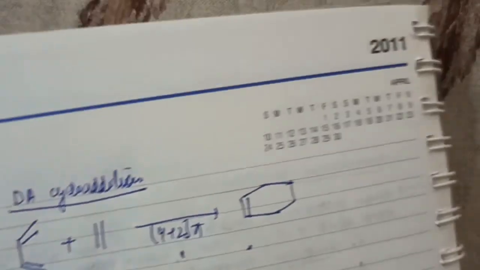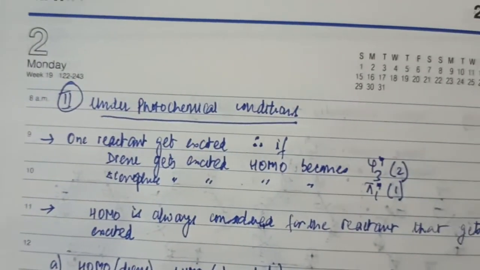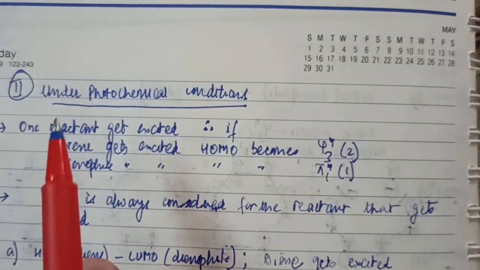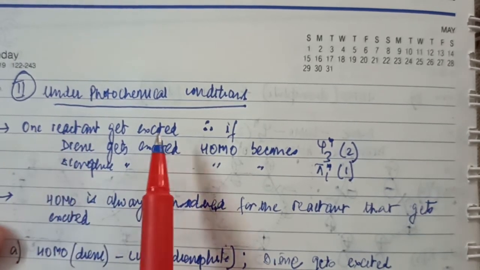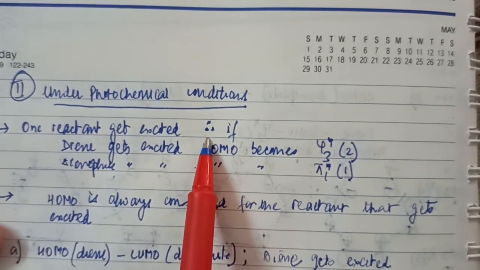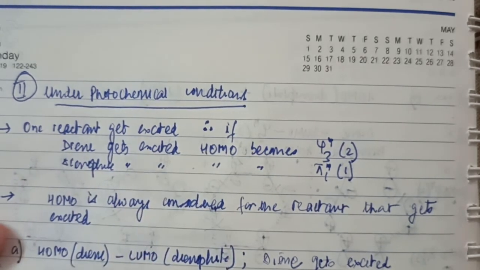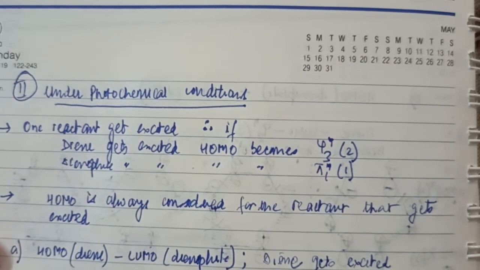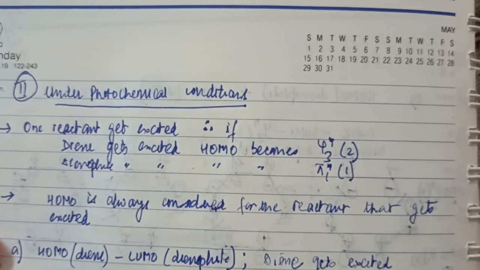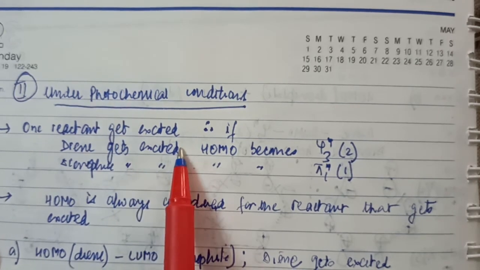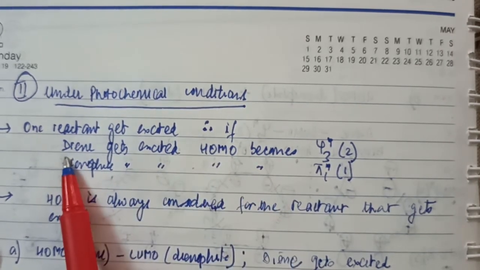Once we consider the photochemical conditions, we have to excite one reactant. Therefore, one reactant gets excited. Since we had two reactants, there are two possibilities. One was a diene, another one was a dienophile. If diene gets excited, let's say HOMO, diene gets excited.